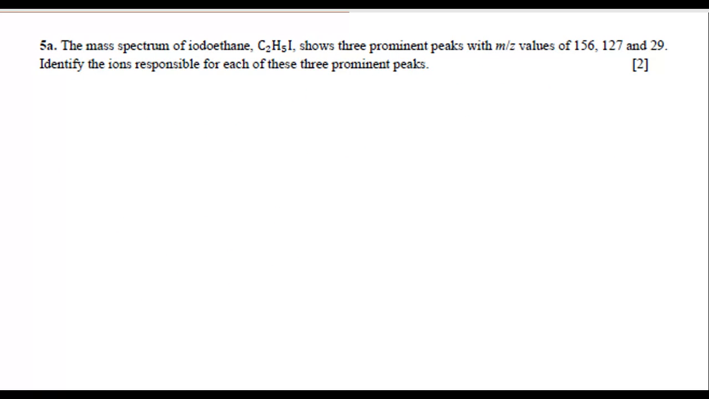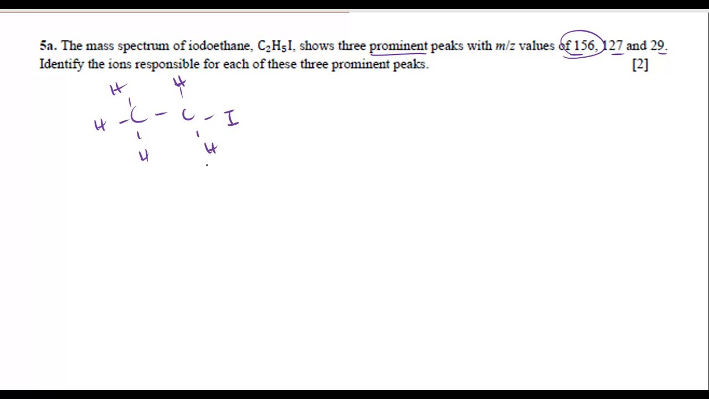Next question. We have the mass spec of iodoethane with 3 prominent peaks, 156, 127, 29. Figure out what those are. So I like to draw. I've got iodine and I've got ethane. So 156 probably is going to be, if it's a prominent peak, my molecular ion, since it's the biggest value, but let's check to make sure.